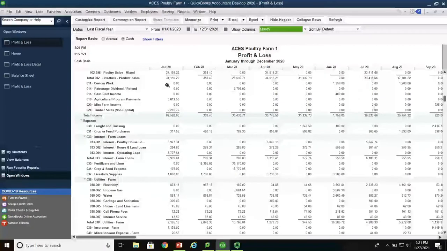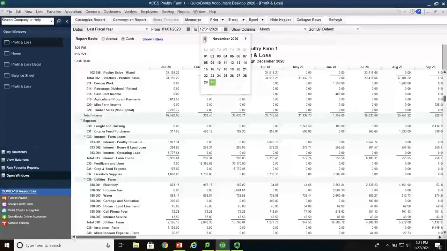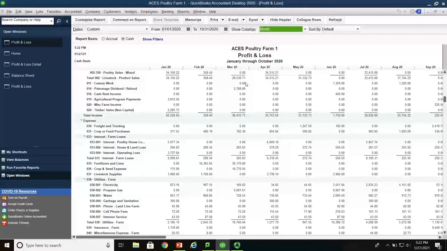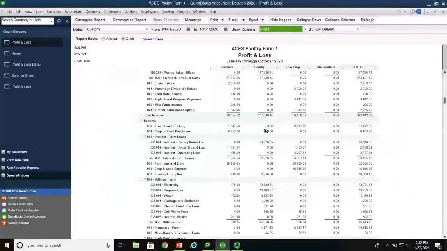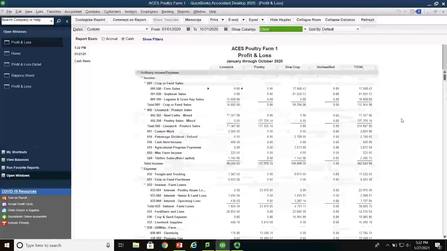This gives us the ability to view January, February, March, April, May, June, July, August, September. Well, we're going to change this report to as of the end of October, and we're going to show it strictly as total. As of October the 31st, 2020, this is what we had for our farm enterprises.